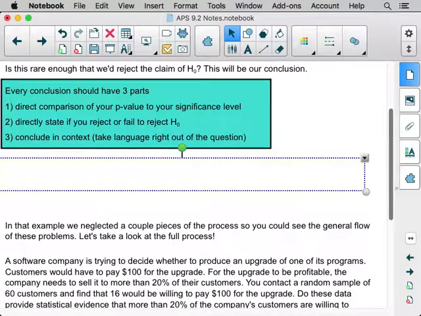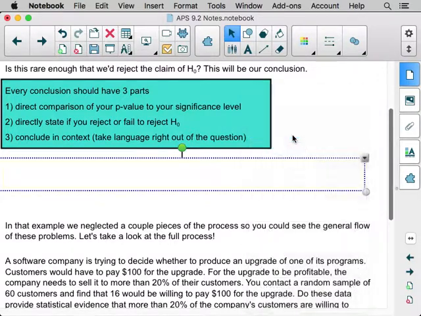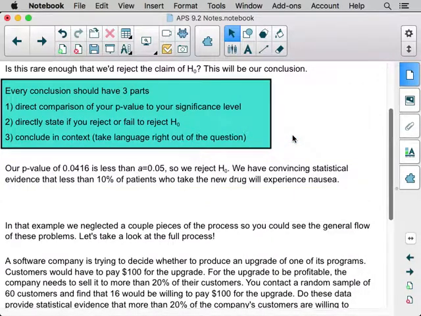And what that means is that we did get evidence. Okay, we do have evidence for the alternative. So if you reject that null statement, what you've done is you've gained evidence for the alternative. You've gained evidence that less than 10% of patients who take the new drug will experience nausea.